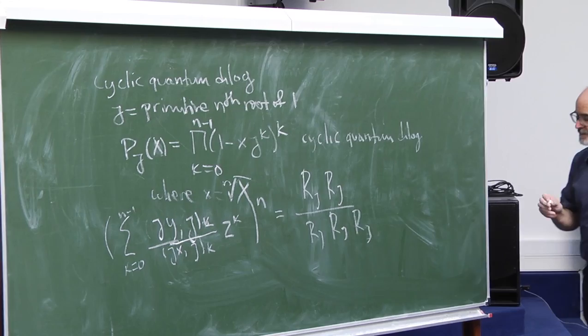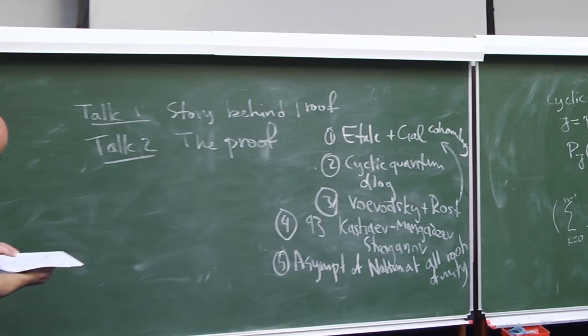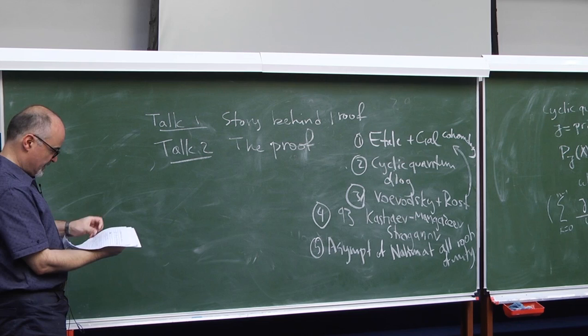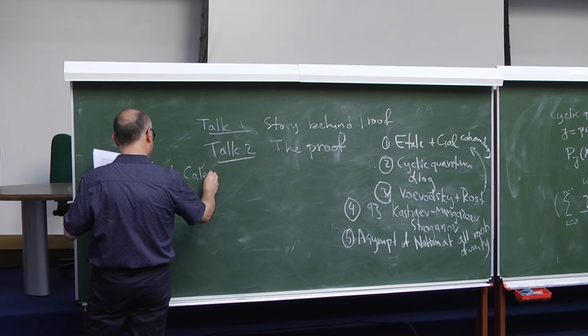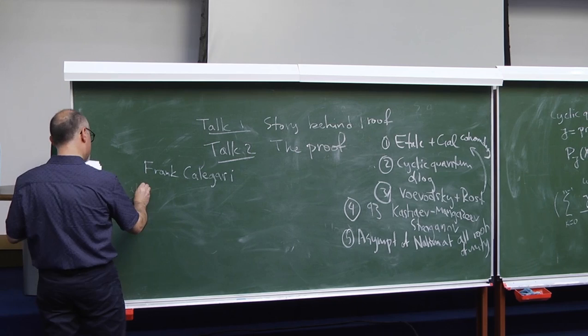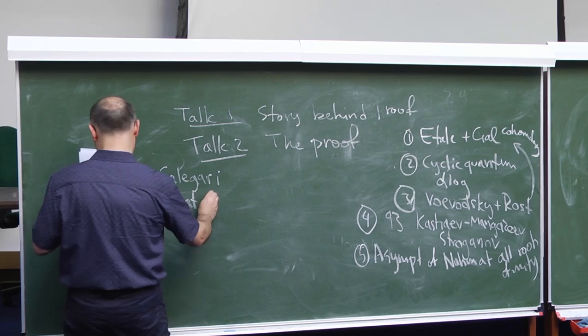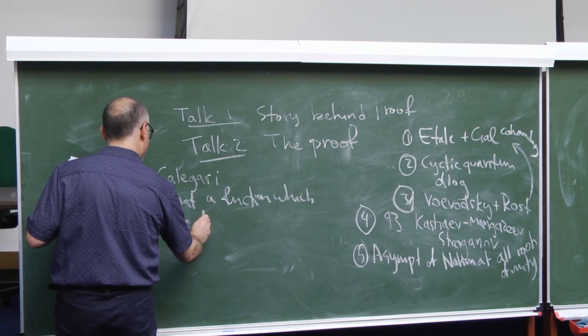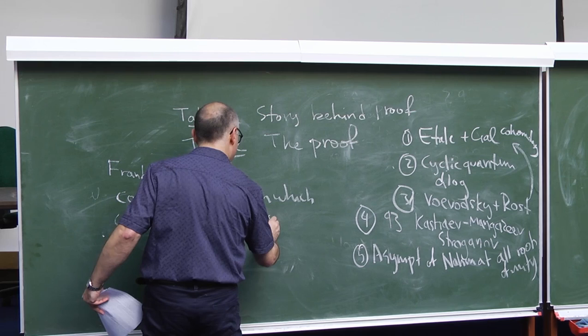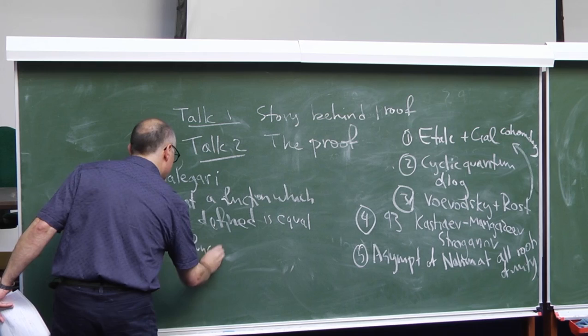No, it's not going to happen. You know what? I'll just say one thing here. So, in 2011, there was a number theory conference in Oberwolfach, and Frank Calegari wrote in that conference, we conjecture that a function which cannot be defined is equal to a function which cannot be computed.